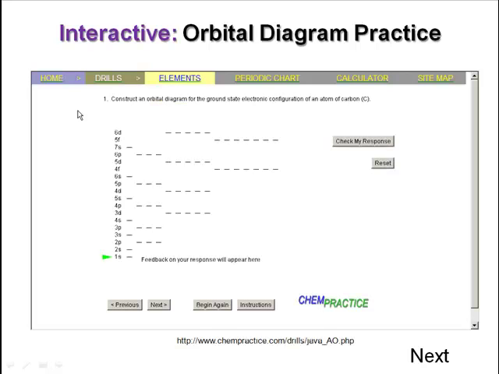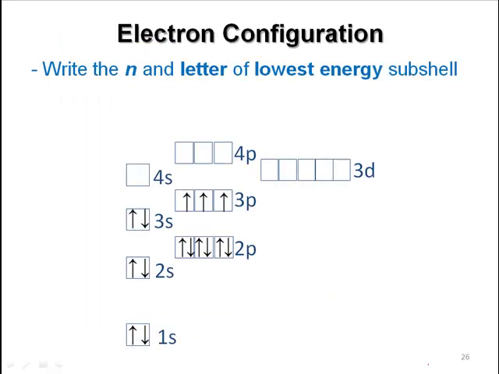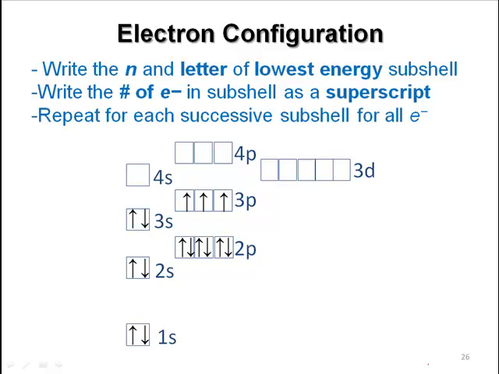Now, orbital diagram practice. If you'd like to go home and play with these, this is a cool interactive. It allows you to practice doing these over and over and over again. If we've got an orbital diagram, electron configuration is just: you write the n and the letter of the lowest energy subshell first, then you write the number of electrons in the subshell as a superscript. Then you repeat for each successive subshell for all electrons.